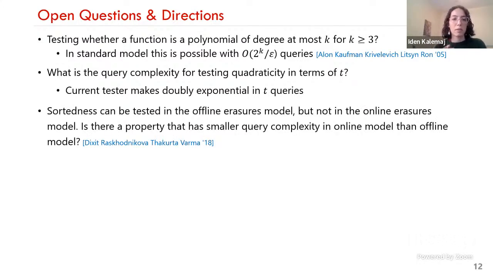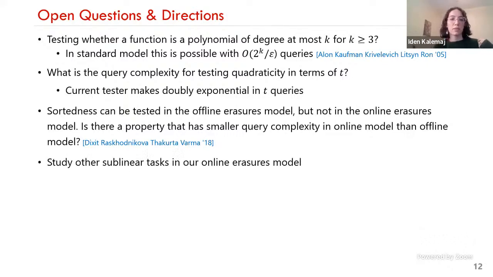Another question is about the comparison between our model and another erasure model introduced by Dixit, Raskhodnikova, Thakurta, and Varma, in which the erasures to the function are done before the algorithm makes any of its queries. For this reason, we refer to that model as the model of offline erasures. The two models are not directly comparable because erasures are budgeted differently. We show that sortedness is impossible to test in our model, but it's very easily testable in the model of offline erasures. So the question is whether there's a property for which the inverse holds. It has smaller query complexity in the online model than in the offline model.